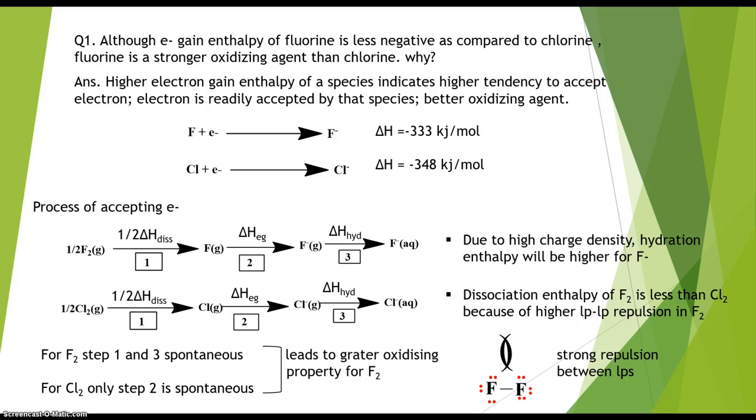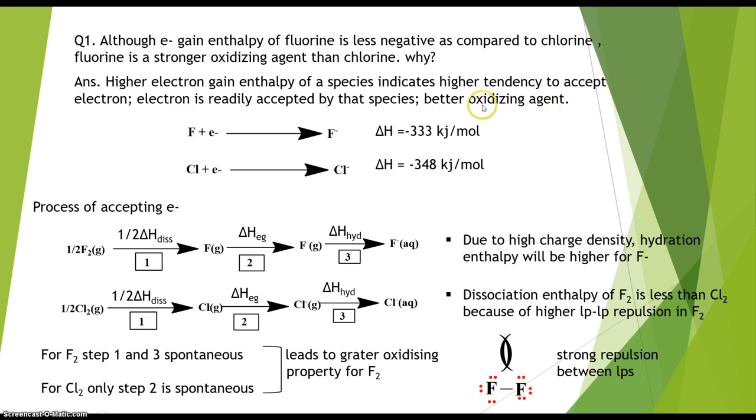First of all, we have already discussed that fluorine and chlorine have electron gain enthalpy values: fluorine has minus 333 kilojoule per mole and chlorine has minus 348 kilojoule per mole. Among these two, we can see that chlorine has the higher electron gain enthalpy value than fluorine, which indicates chlorine is accepting the electron and converting into Cl minus more easily than fluorine, correct?